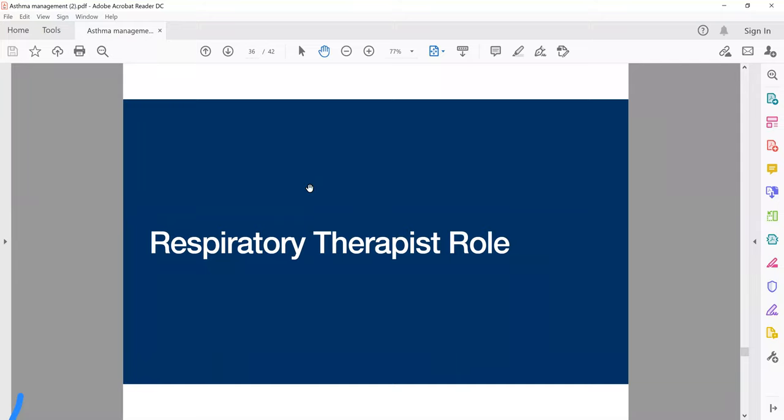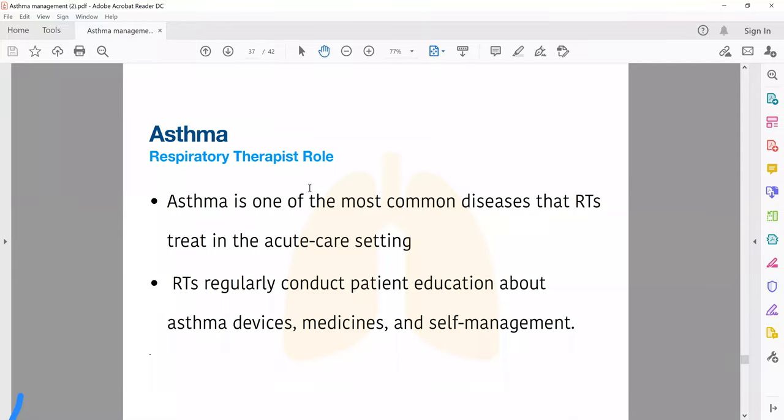Now for the respiratory therapist role. Asthma is a common disease that's managed by RT and can also be diagnosed by RT in some places other than here. RT can regularly conduct medication review, self-management, and advice about the asthma device, how to use it, and how to improve adherence. And there is a study that was also published, I think, in 2008.